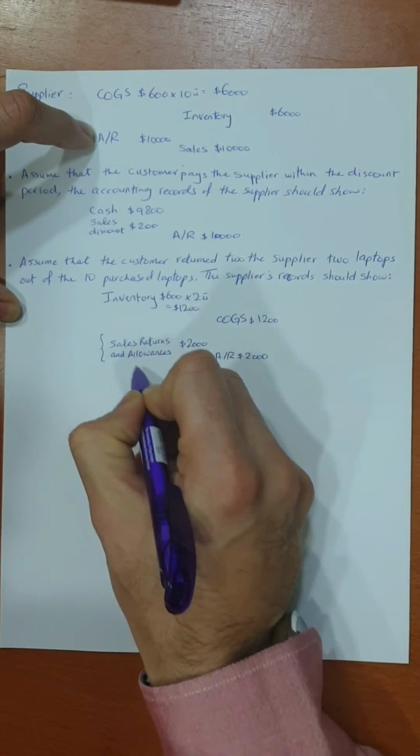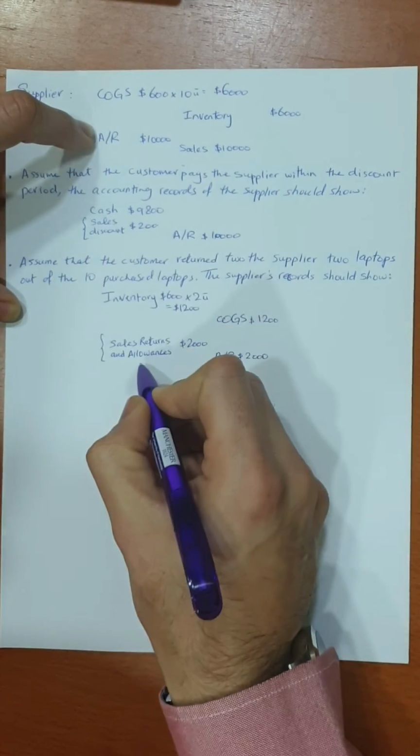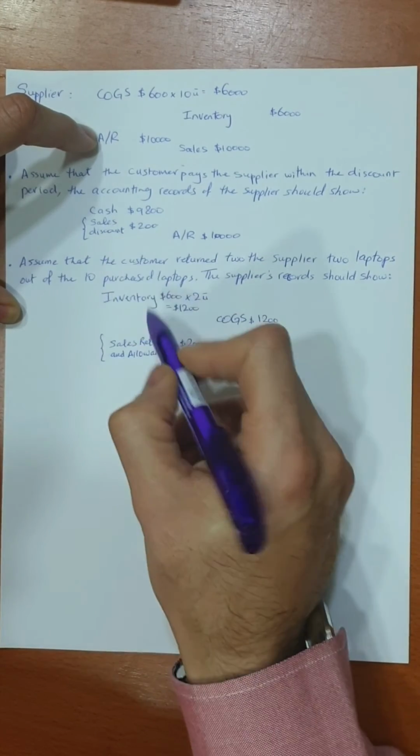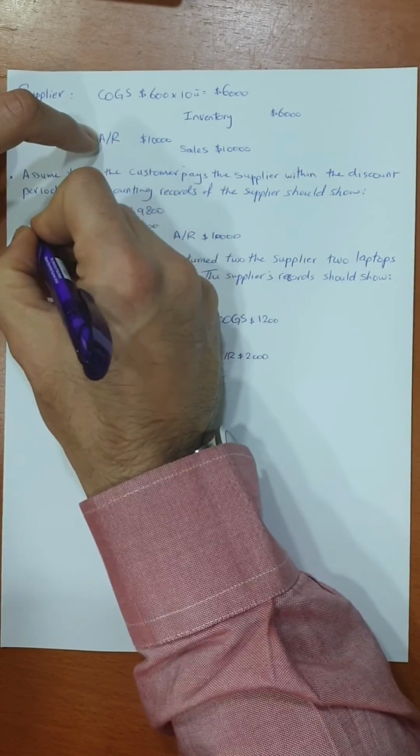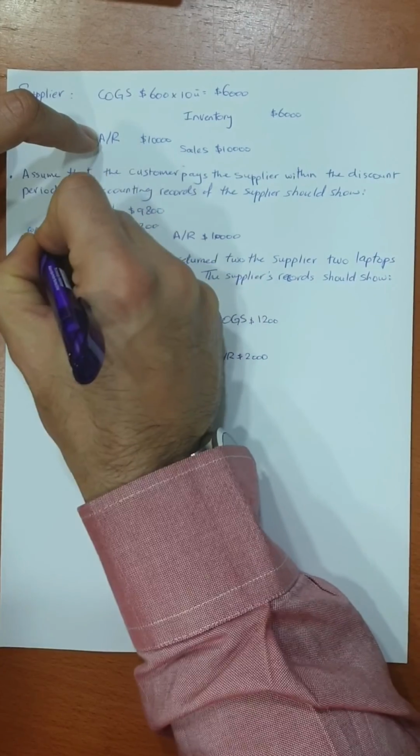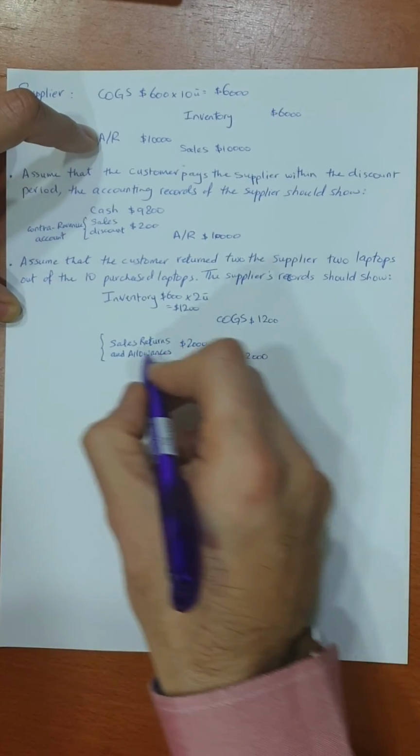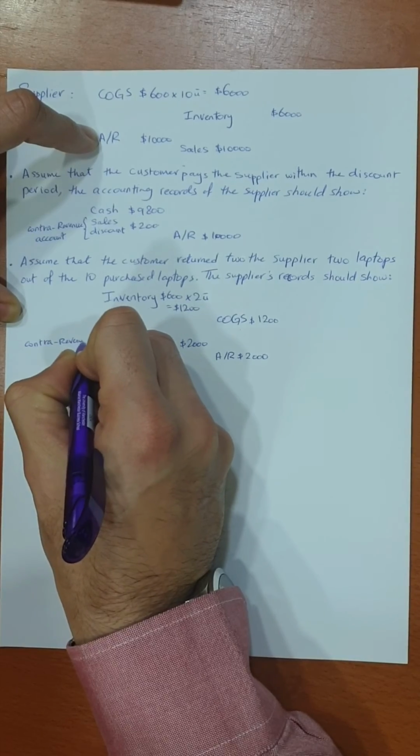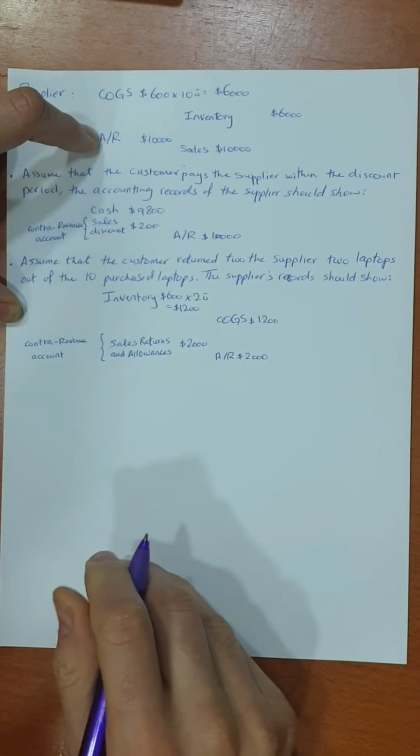I need you to keep in mind that this account and this account, sales discount and sales returns and allowances, when they increase, they cause a decline in sales revenue, and therefore we call them a contra revenue account. Just like accumulated depreciation is a contra asset account, this is a contra revenue account, because when they increase, they cause a decline in sales revenue.